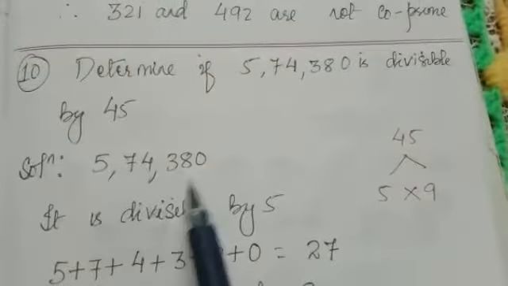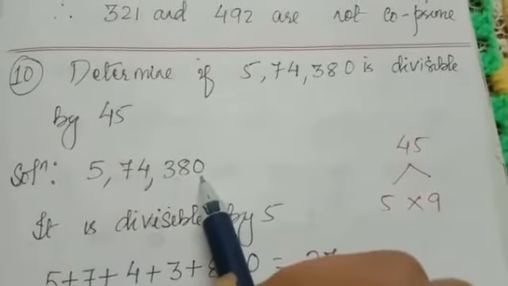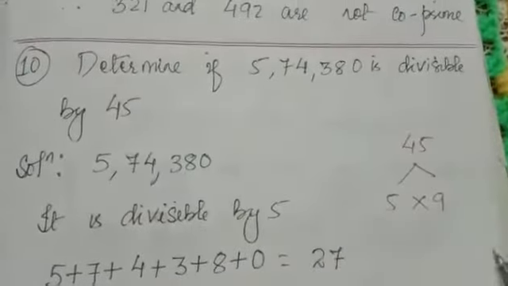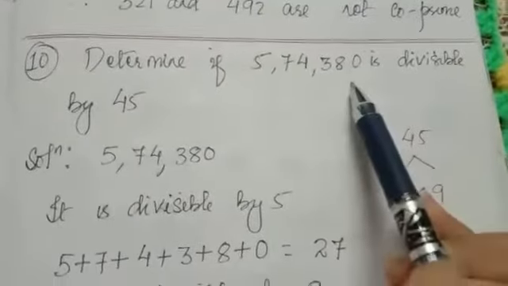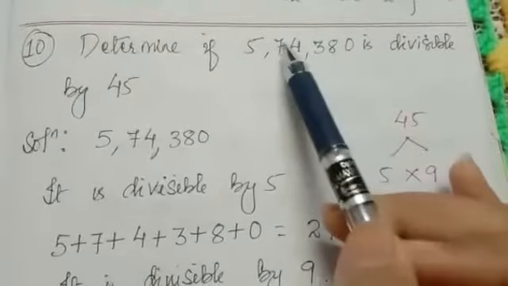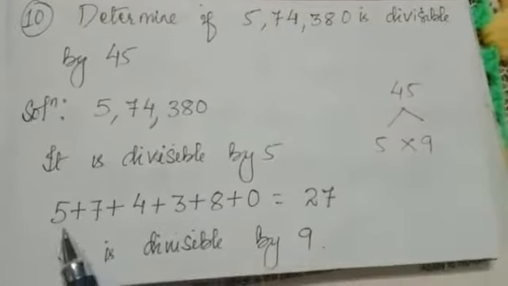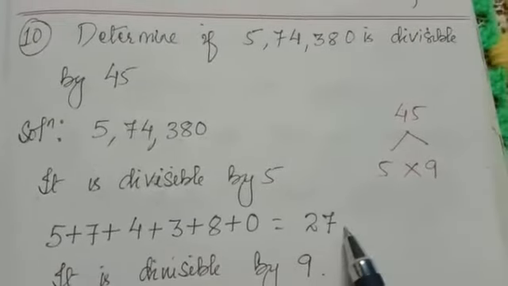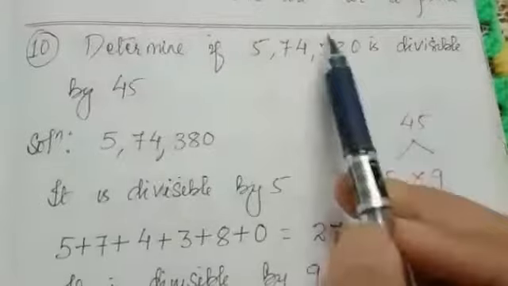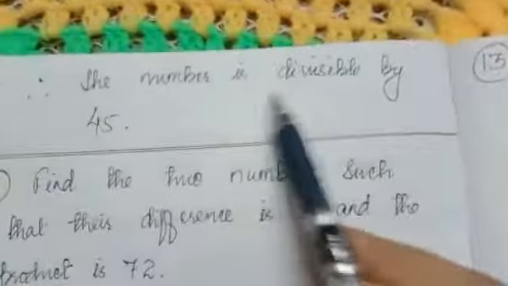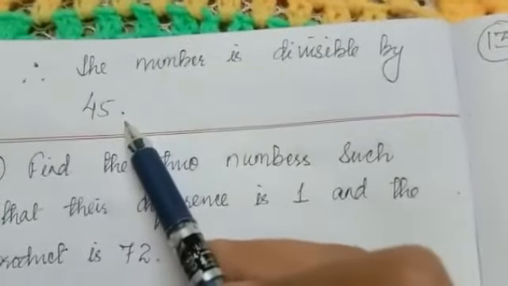So we know if the last digit is 0, it is always divisible by 5. So this number is divisible by 5. Now we will check for 9. We have already done the divisibility rule. To check for 9, we have to add all the digits. On addition it will give 27, and 27 is divisible by 9. That means this number is divisible by 9 also. So the number is divisible by 45.